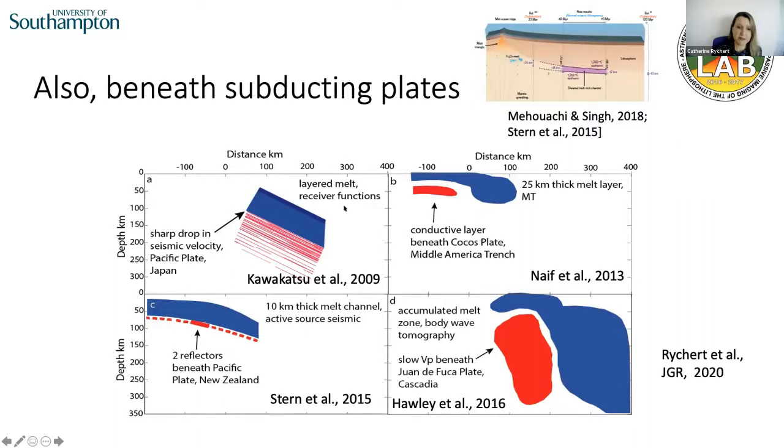So here, you know, it's been suggested that melt exists in multiple layers, or in a thin layer, or thicker layers, or in much broader regions. And these actually can all be true as well in different times and different places.